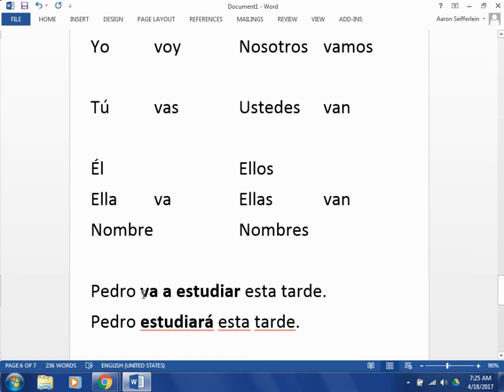So here's an example of that very briefly. Pedro va a estudiar esta tarde. Esta tarde means this afternoon. So translation, we have Pedro is going to study this afternoon. And that clearly indicates future. That's an acceptable way of communicating the future using this structure. The one we saw and focus on in the video today is the second sentence. Pedro estudiará esta tarde. You can see we used the entire verb estudiar and then added the ending a. This would be better translated in English as Pedro will study this afternoon. Both of these options are perfectly correct.